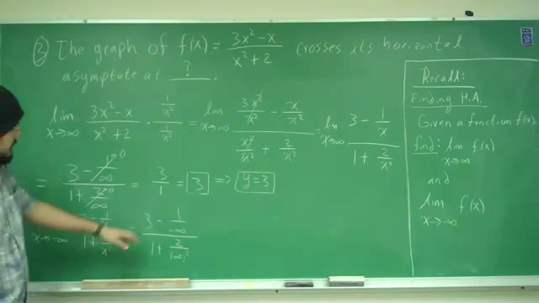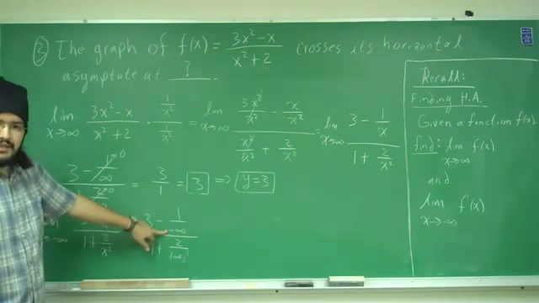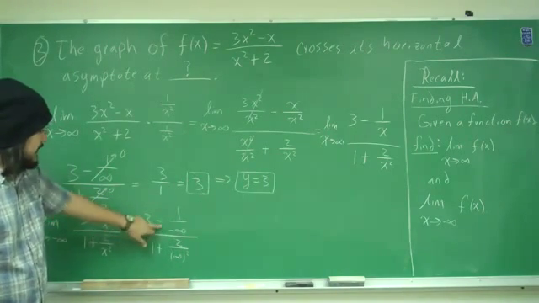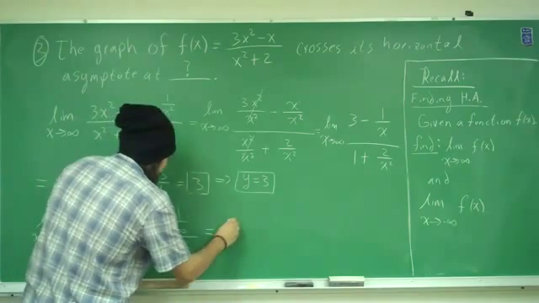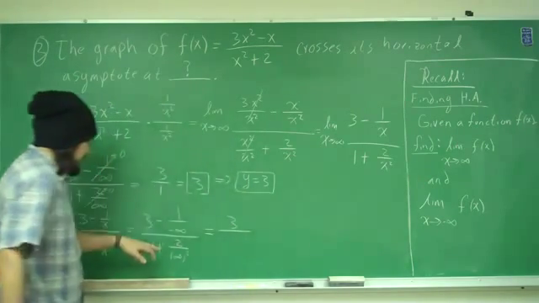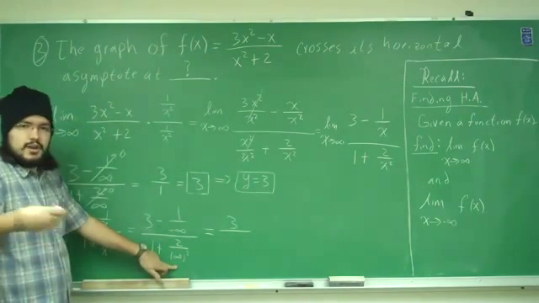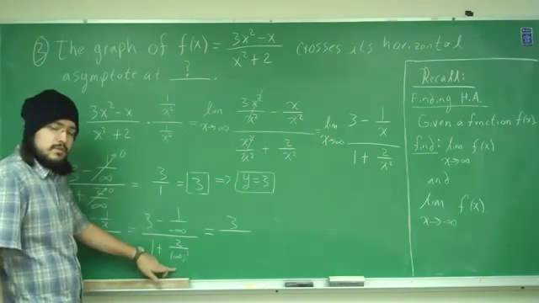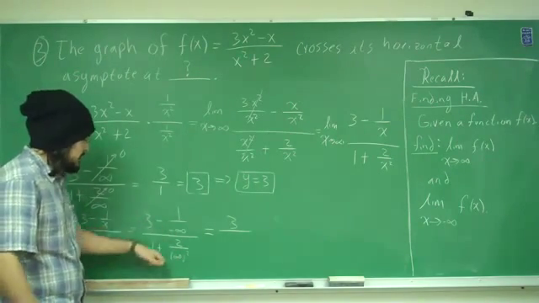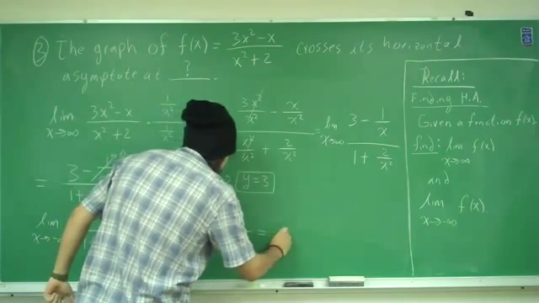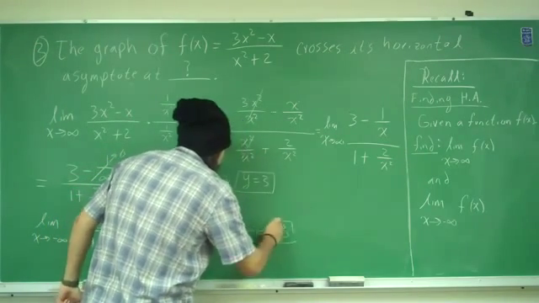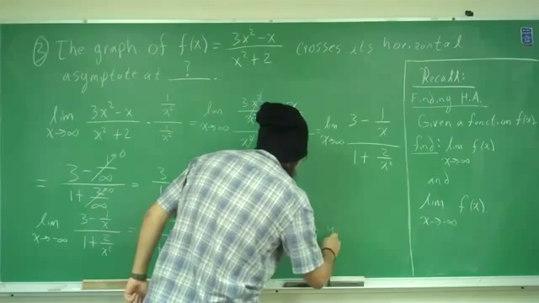So I get 3 minus 1 over negative infinity divided by 1 plus 2 over infinity squared. 1 divided by negative infinity is 0 as well, and 3 minus 0 is still 3. Then we have infinity squared, that's just a very big number. 2 divided by another very big number is 0 as well. So that's just 1, and the result is 3. That implies y equals 3.